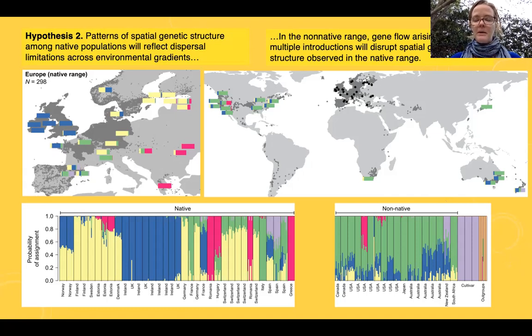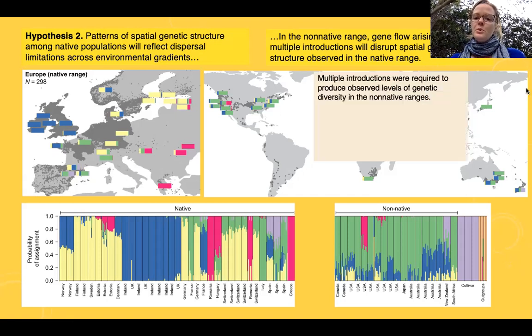There's more in the paper about that if you want to have a bit more of a look into that. But surprisingly, at that global scale, those non-native populations are all admixed. So they contain bits of the genetic clusters from the European range, and they're relatively similar at that global scale.